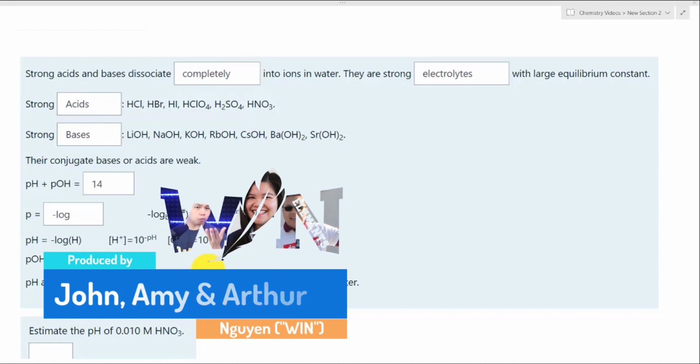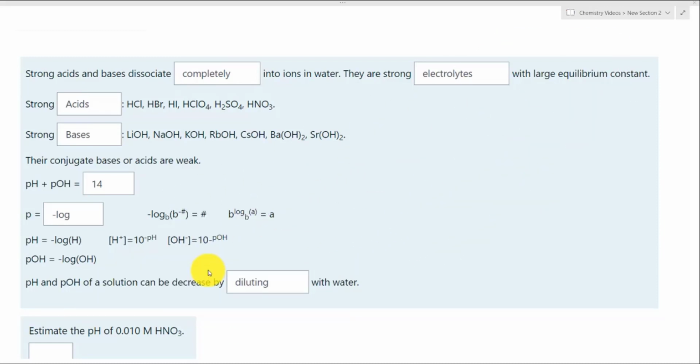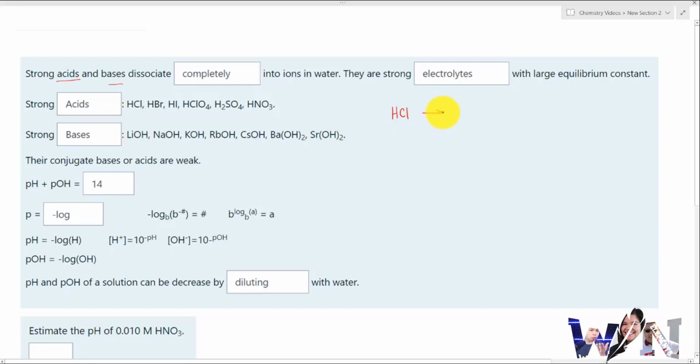In this lesson, we are going to look at strong acid and strong base in terms of pH and pOH. But first, let's review what strong acids and bases are. Strong acids and strong bases dissociate completely into ions in water. For example, let's look at this one here. We have HCl, okay? When that dissociates in water, it will have H+ and Cl-, and both of them are in aqueous states.